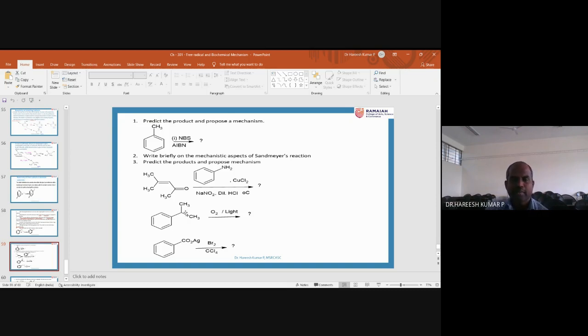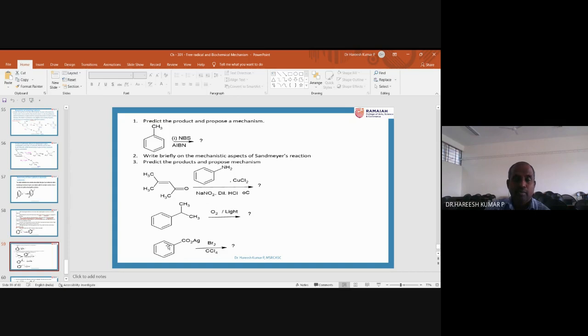And here I am taking a compound called parathymine. When parathymine is irradiated in the presence of air, this is also an oxidation. So you can write what the product formed is, and also you have to write the mechanism. And this is again what is called a name reaction.